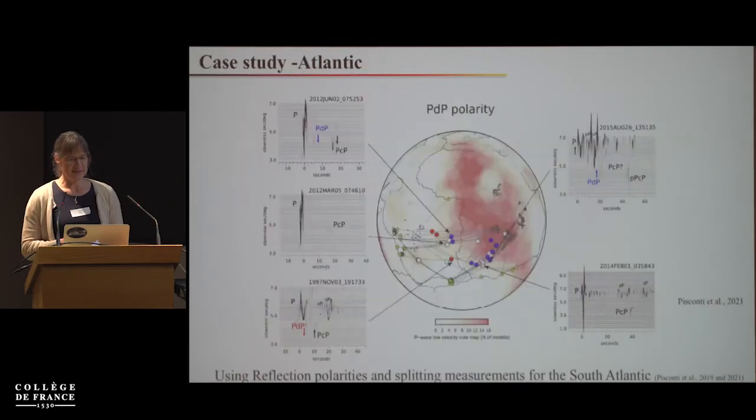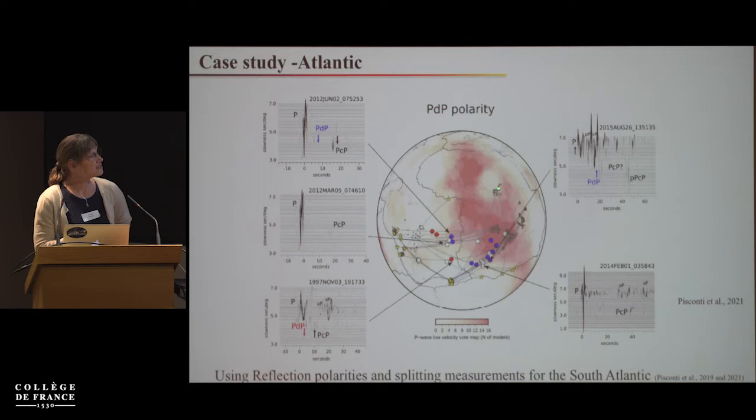But first we look at the seismic data. We look at the case study in the Atlantic. We used as much data as we could get to cover the southern Atlantic in this case. And you see that there are some crossing ray paths. We have lots of different sources here, we have receivers over here, and we find some reflections.